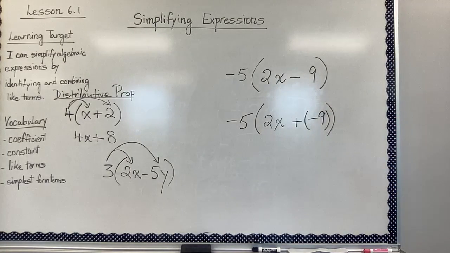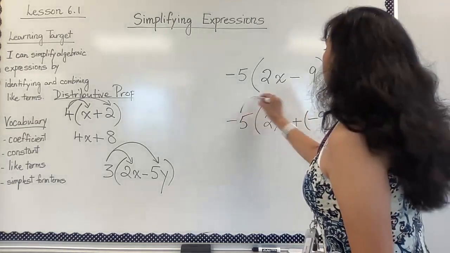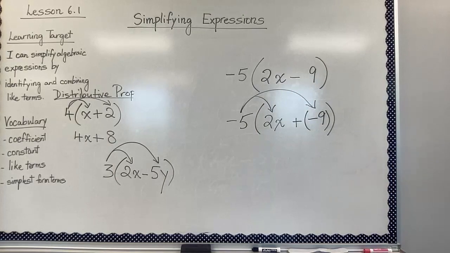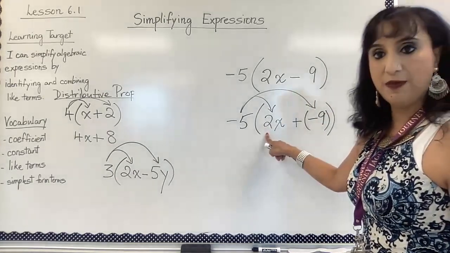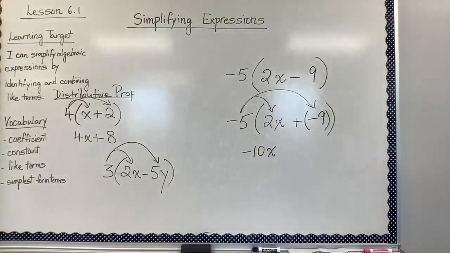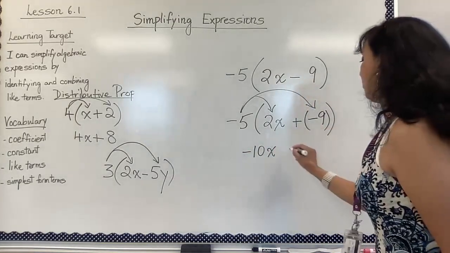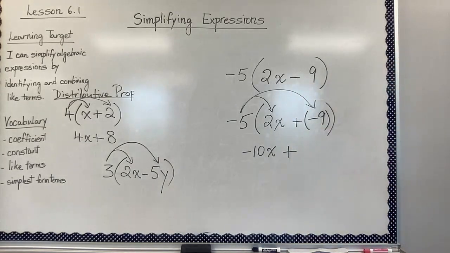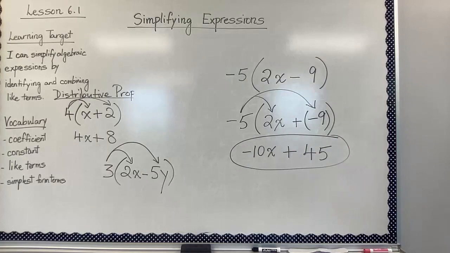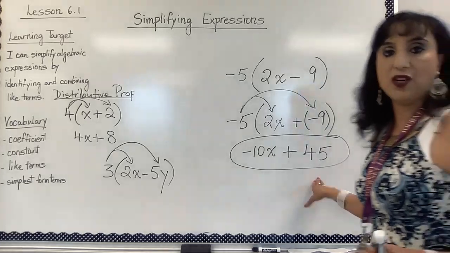All right, and then all I'm doing is multiplying each term, this with this, and negative 5 times negative 9, using the distributive property. I know that negative times positive is going to give me negative. So this becomes negative 10x. And then negative times negative is going to give me positive. So negative 5 times negative 9 gives me 45. And then again, these are now unlike terms, and so this is going to be my solved answer in the simplest form.